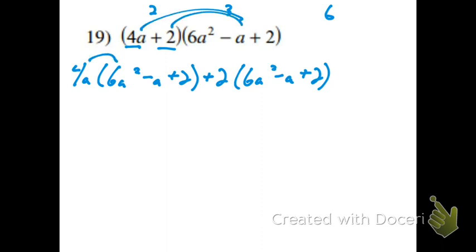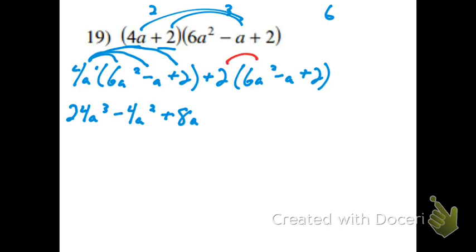Now here we go. I'm going to go slowly. 4a times 6a squared is 24a to the 3rd, because 1 plus 2 is 3. Then 4a times negative a is negative 4a squared. Then I have 4a times 2, which would be plus 8a. So that first one is done. Now over here, this will be 2 times 6a squared, which would be 12a squared. And then we have negative 2a. And then we have plus 4.